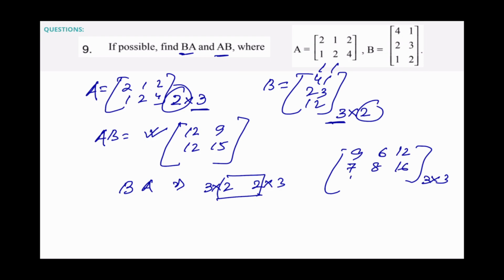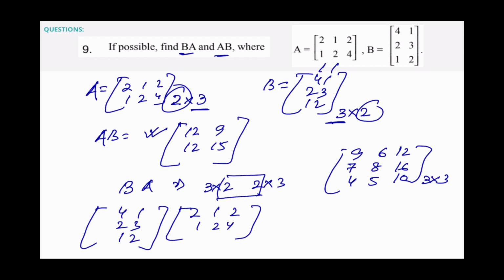Any doubt? Do tell me. Okay, 4, 5 and 10. Now, how do we multiply? You already know. I'm showing just 1. In this case, we have 4, 1, 2, 3 and 1, 2. And this side we have 2, 1, 2 and 1, 2, 4.